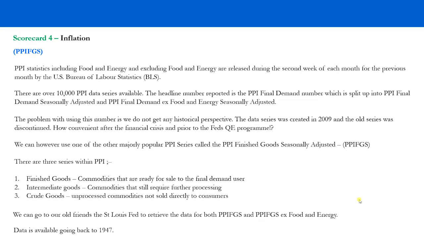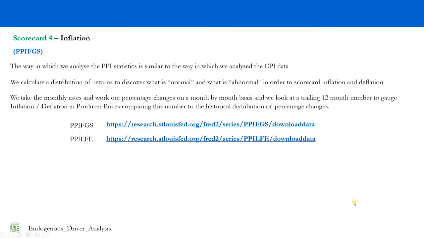So where do we actually get this data from? Well, we get it from the 2 links here. If you go to the top link, we can get the PPI, including food and energy, from the St. Louis Fed here from this link, and X food and energy from this link. We'll go to the links in a moment. But how do we analyze these stats?